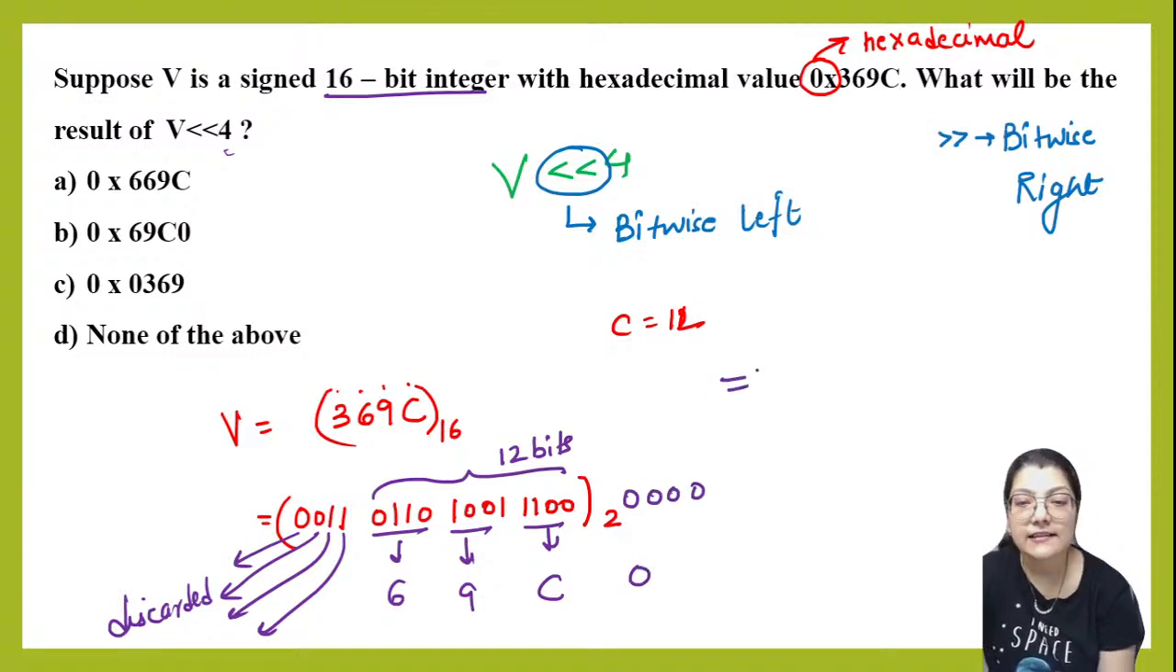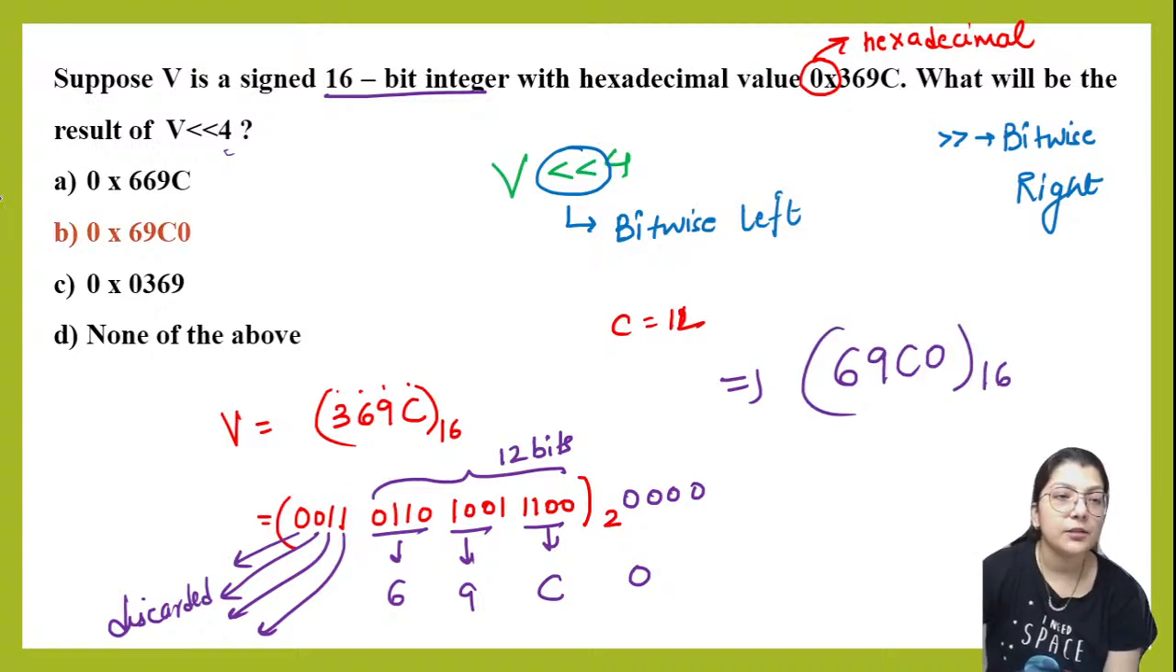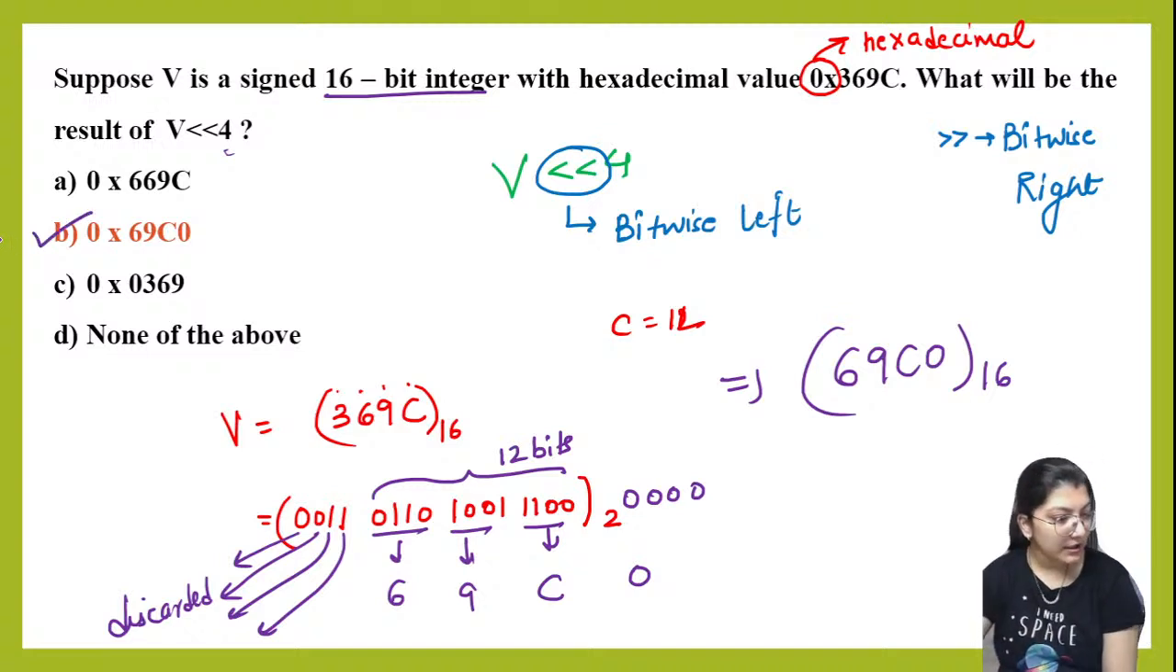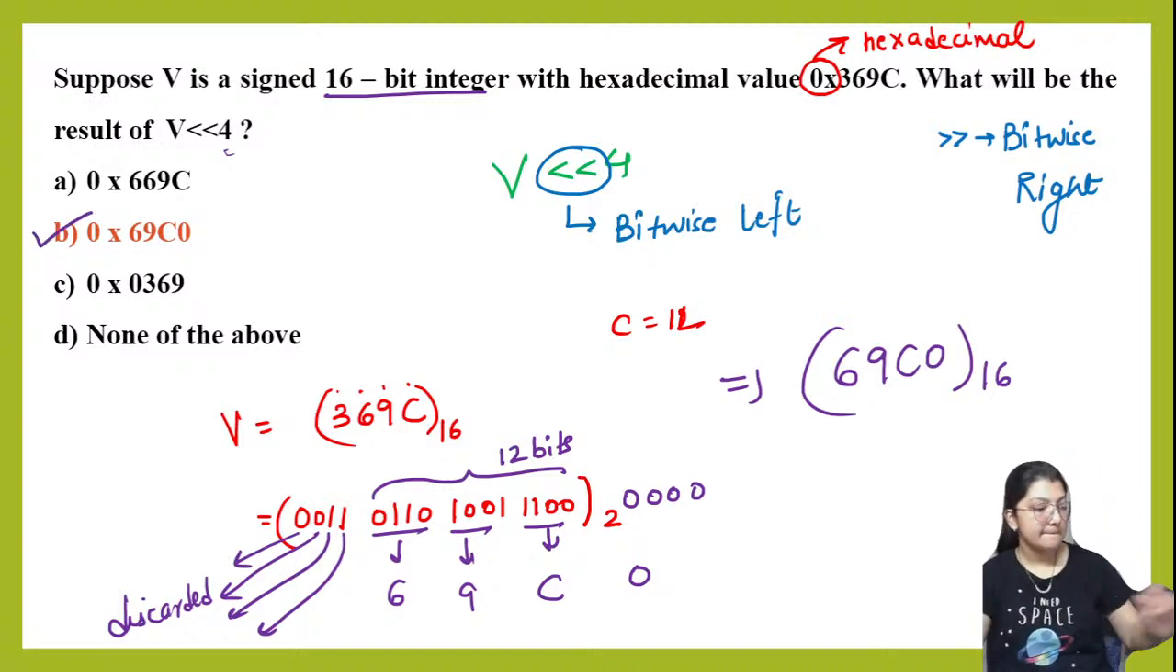So the correct answer will be 69C0 in hexadecimal. That is option number B. Clear? Lipika, clear हो गया? Yes, remaining will be all zeros.